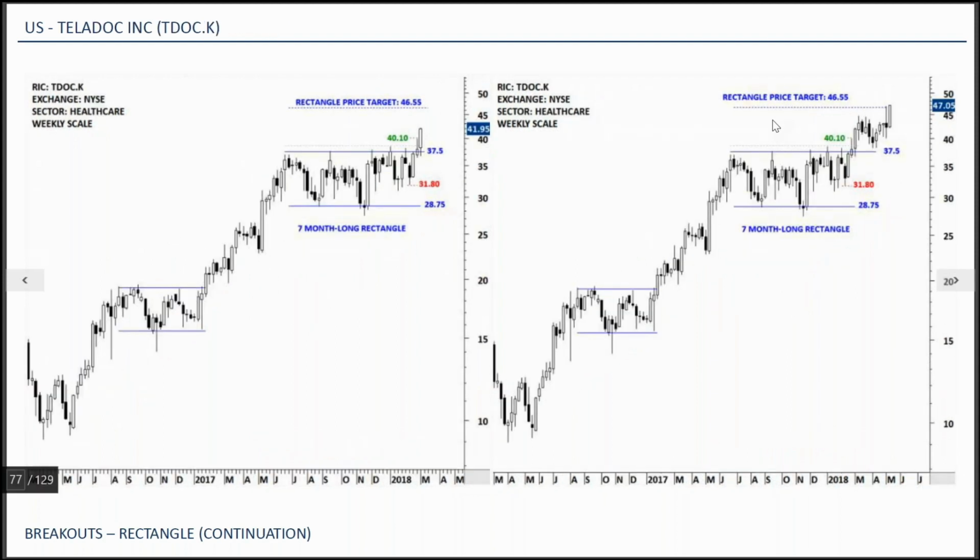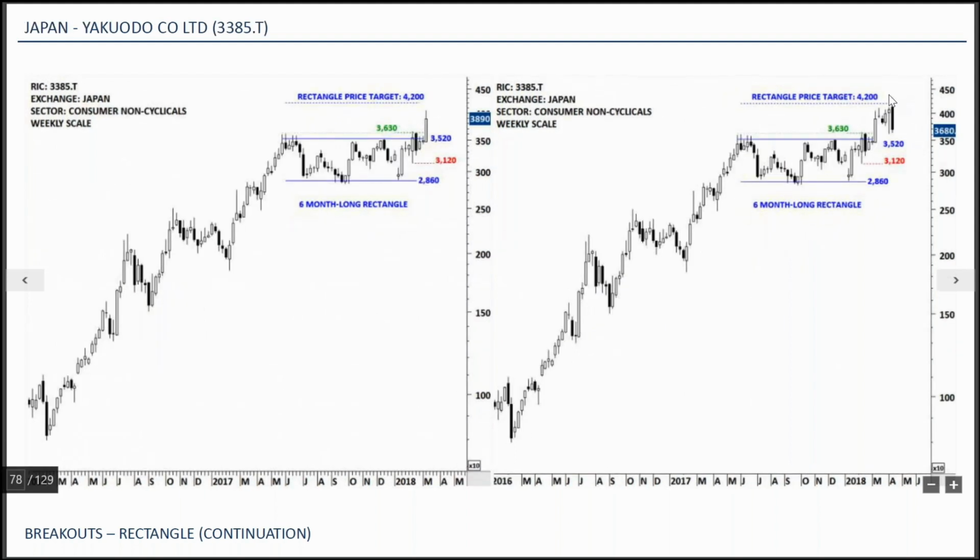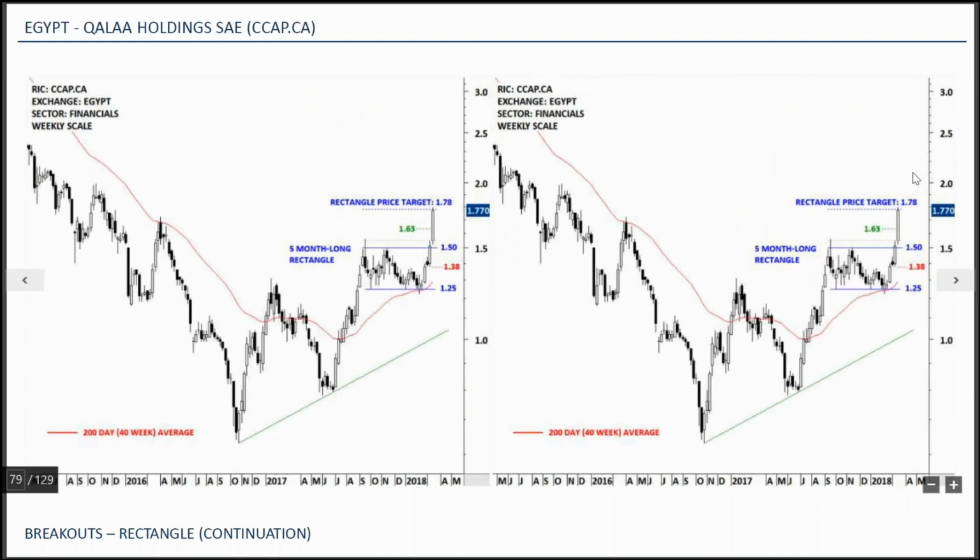This is another US stock, Teladoc. You can see how many times we tested the upper boundary, and here the stock started consolidating very close to the chart pattern boundary, indicating that it is ready for a breakout. So the breakout came and there was a pullback and the stock resumed higher towards the chart pattern price target. A Japanese company, several tests of chart pattern boundary, 6-month long rectangle in a steady uptrend, immediately reaching the chart pattern price target. This is an Egyptian company, Citadel Capital. They changed their name recently.